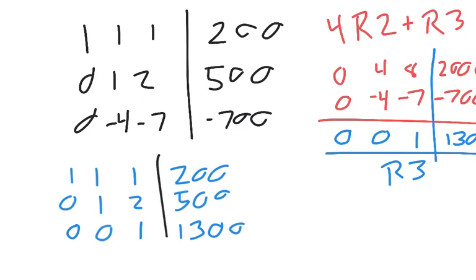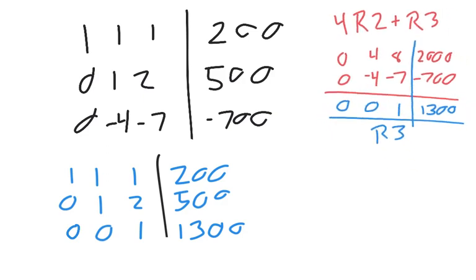And so for the way we're doing it right now, we have this in row echelon form, right? It's not reduced row echelon form, but this is row echelon form. And so now, the way we're going to solve this is, think about what that last equation says. What's this saying? 0x plus 0y plus 1z equals 1,300. So this is literally telling me z is 1,300.